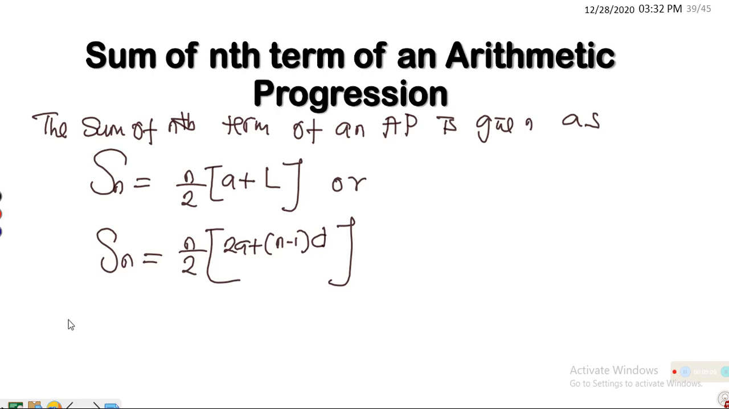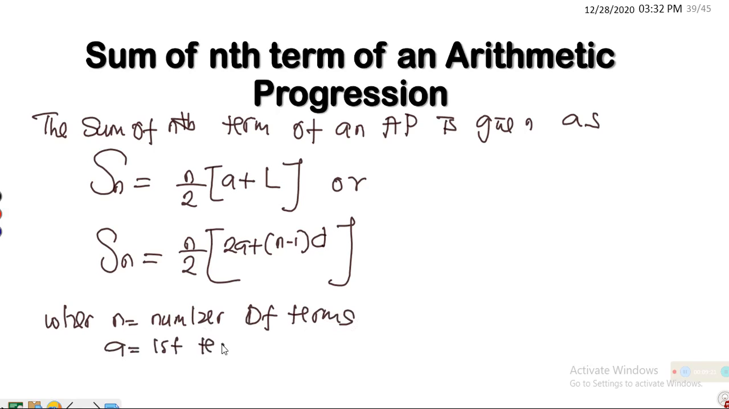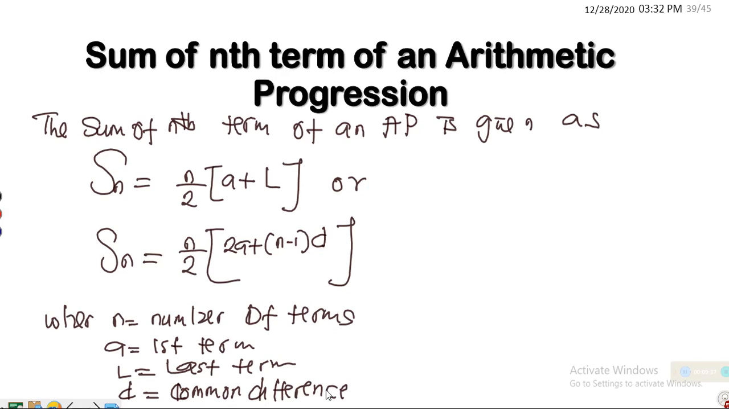Okay, where n equals the number of terms, A is the first term, L is the last term, and of course d is the common difference. Okay, so with this formula we can calculate the sum of the nth term of an AP. But before we continue to solving examples, let us prove this formula.